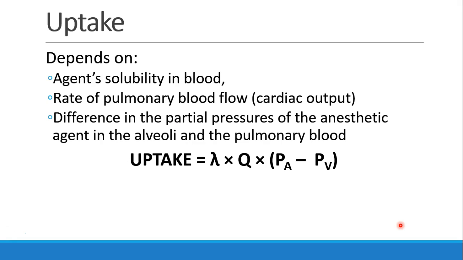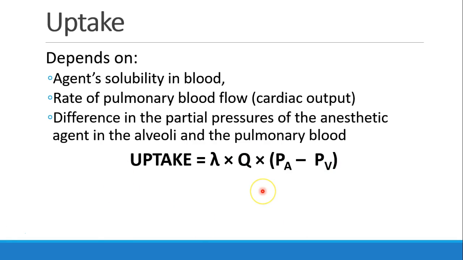We just finished talking about uptake, the movement of agent from the lungs to the blood. And this movement actually depends on 3 things. The first one we already discussed, the agent's solubility in the blood, the partition coefficient. It also depends on the rate of pulmonary blood flow, which is the same as cardiac output, and we symbolize that with the letter Q. And finally, the difference in the partial pressures of the anesthetic agent in the alveoli and in the pulmonary blood. We call that PA minus PV. This is really just a pressure gradient.